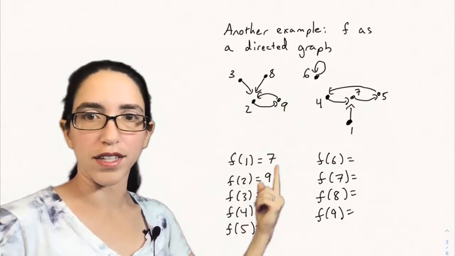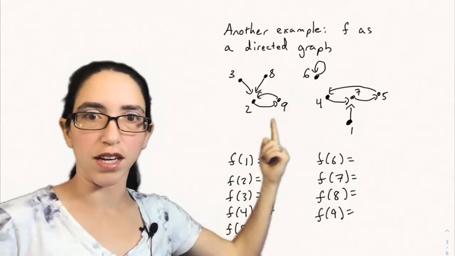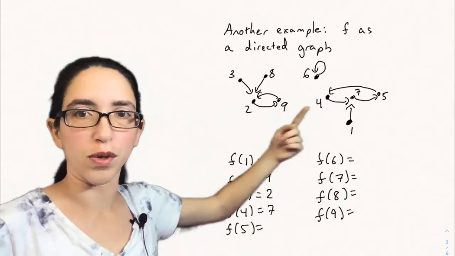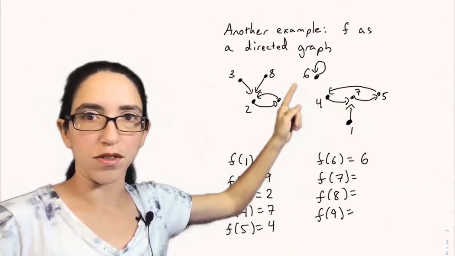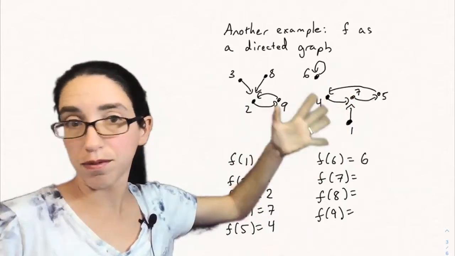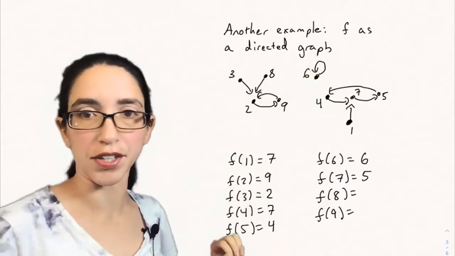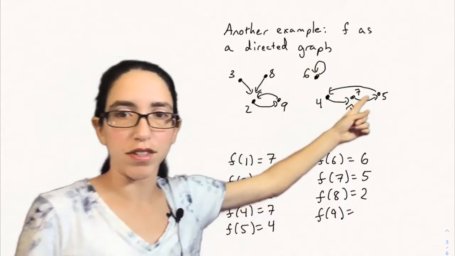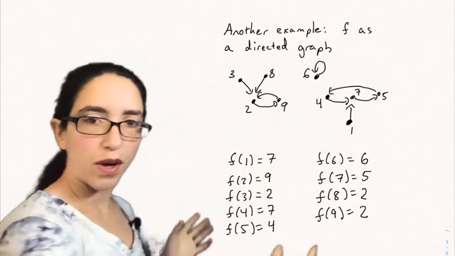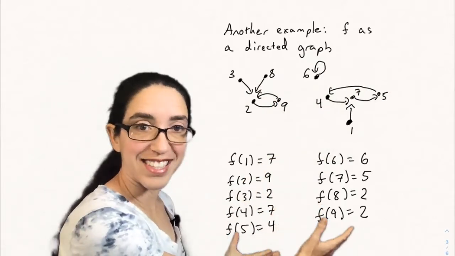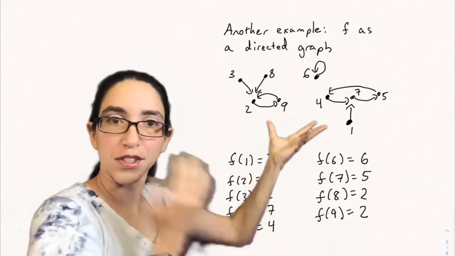So f of 1 is 7 because we have an arrow from 1 to 7. f of 2, we said, is 9. f of 3 is 2. f of 4 is 7. f of 5 is 4. f of 6 is itself. So you can have an element mapped to itself, a self loop, in this type of directed graph. And f of 7 is 5, and f of 8 is 2, and f of 9 is 2. So we could have described the function with all of this data, but it's somewhat nicer and more visual to draw it as this directed graph.